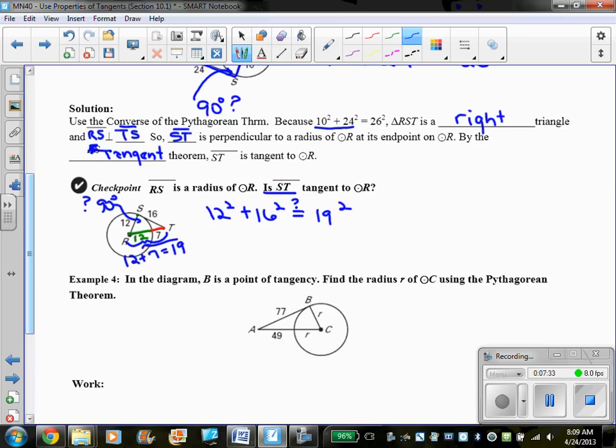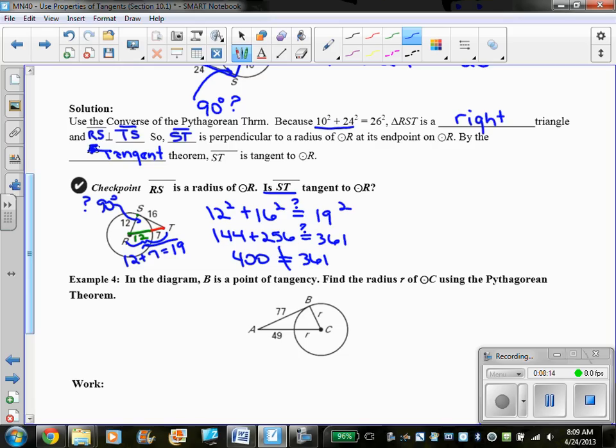So we have 12 squared plus 16 squared equals 19 squared. We calculate that quickly using our calculator. 12 squared is 144, 16 squared is 256, and 19 squared is 361. When you add 144 and 256, you get 400, which is clearly not equal to 361. So this implies that it's not a right triangle. Looking at this, if a squared plus b squared is greater than c squared, which is the case here, then you're talking about an acute triangle, not a right triangle.